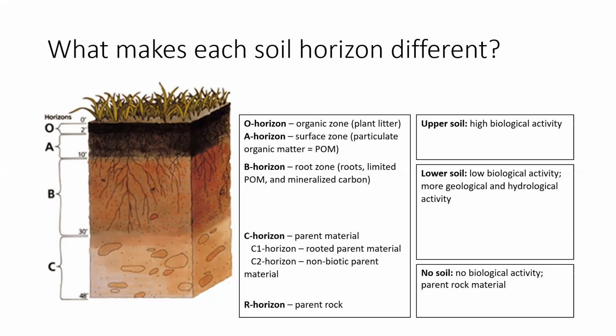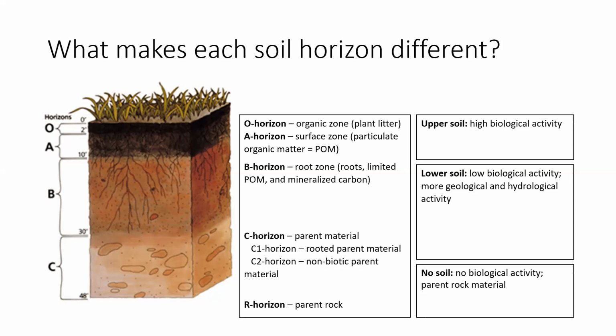And there might be some roots in there, and that's then the C horizon or the C1 with rooted parent material. And then below that, a C2 horizon where there is basically no life. And below it is the R horizon, the parent rock, that is not affected by the soil at all, that is not alive, and that we basically don't say is part of the soil.